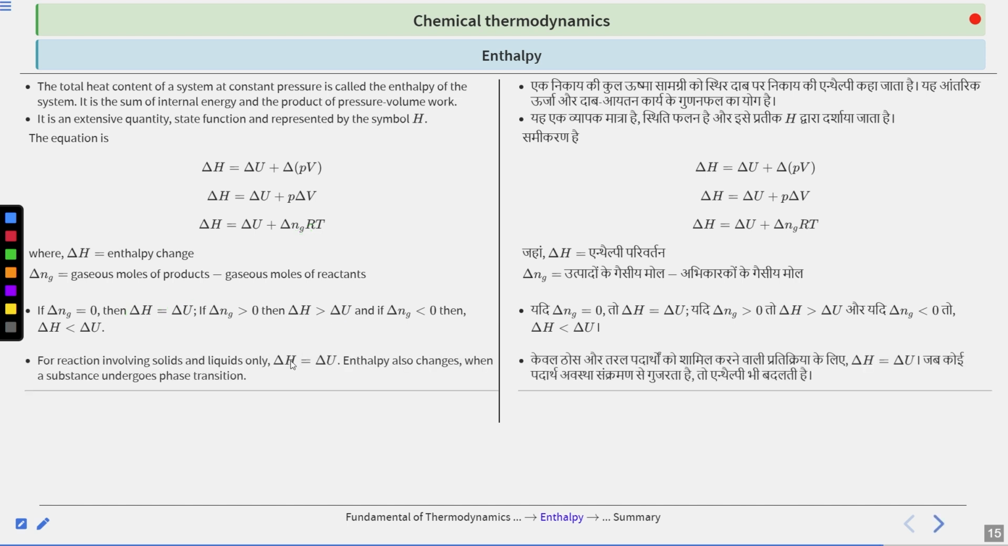This is the thing I want to make sure you remember. For a reaction involving only solids and liquids, delta H is equal to delta U because no gas is released. If no gas is released, then the change in number of moles of gases is zero, and your delta H will be equal to delta U.